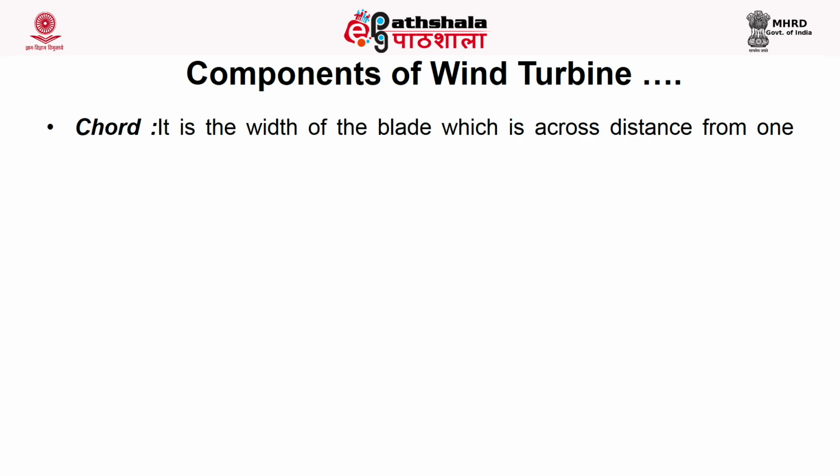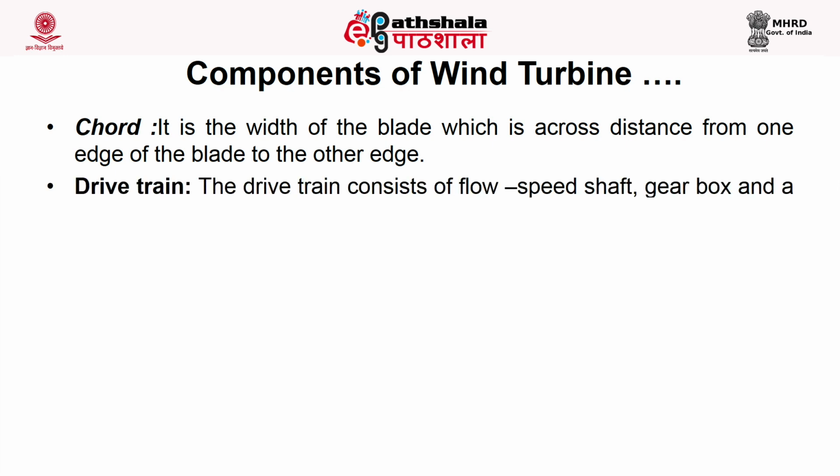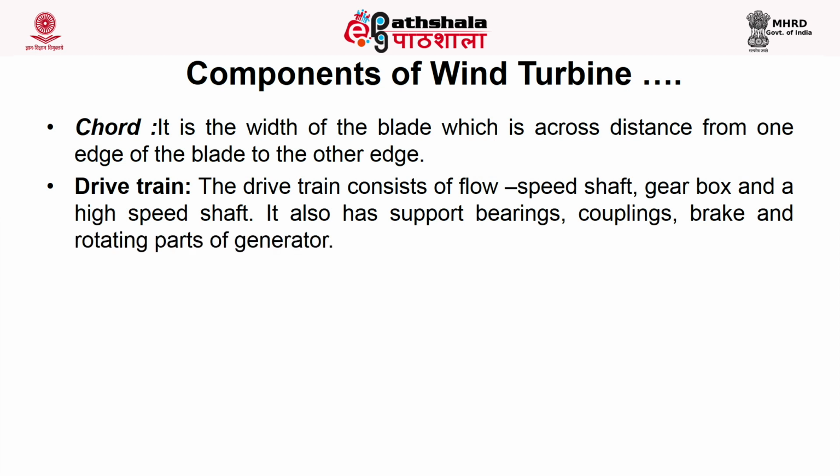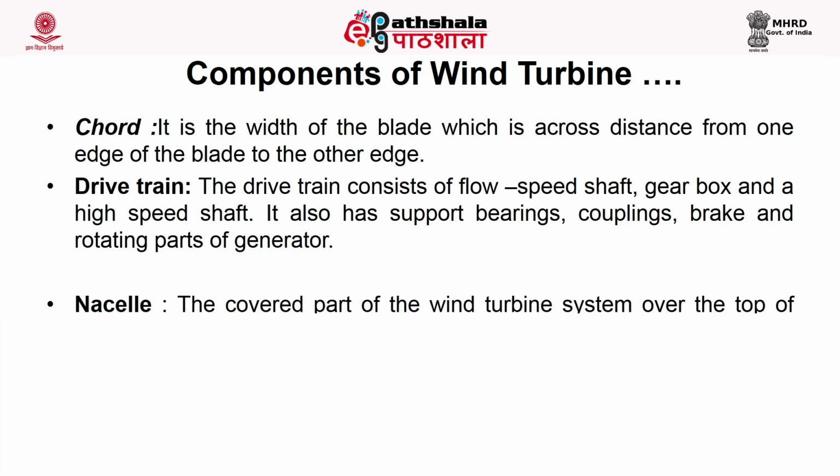Chord. It is the width of the blade, the distance from one edge of the blade to the other edge, that is the chord. Drivetrain. This consists of a low speed shaft, gearbox and a high speed shaft. It also has support bearings, couplings, brake and rotating parts of a generator.